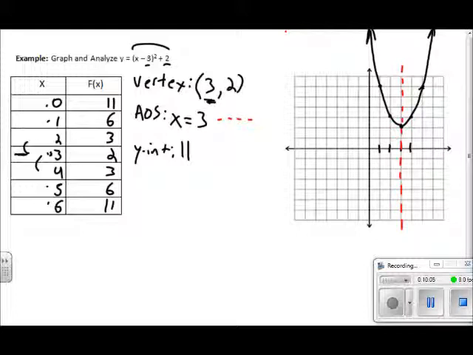And again, we've already analyzed it. You see that our y-intercept is 11 and our axis of symmetry is x equals 3. So that is how we would graph and analyze this function in vertex form.